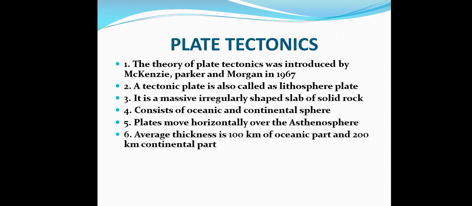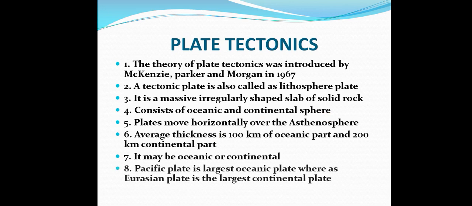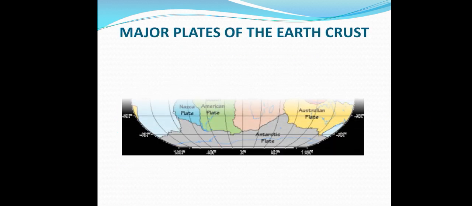Average thickness is about 100 km for the oceanic part and 200 km for the continental part. It may be oceanic or continental. Pacific plate is the largest oceanic plate, whereas Eurasian plate is the largest continental plate. You should remember. Major plates of the Earth's crust.